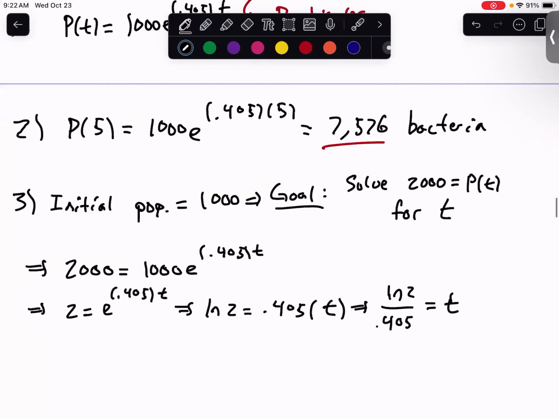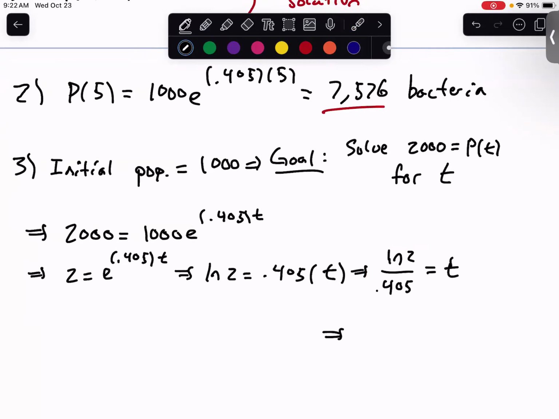And so this is giving you a number, right? Natural log of 2 over 0.405 is just a number. And so if you plug this number into a calculator, you find that t is equal to 1.71 hours. So this is how long it takes to double the population.